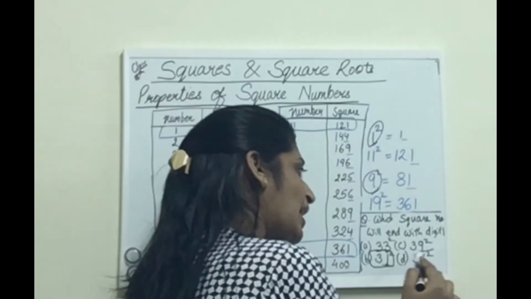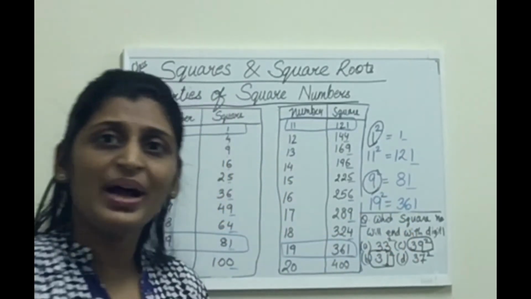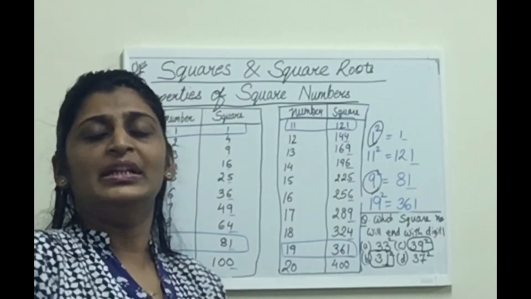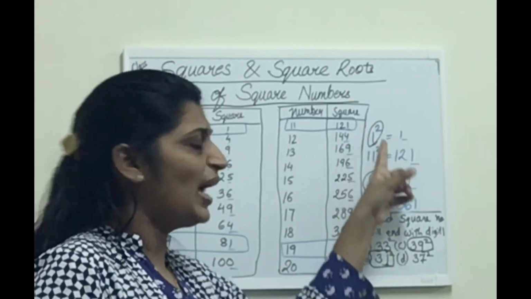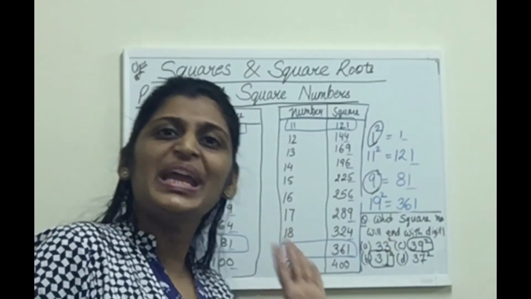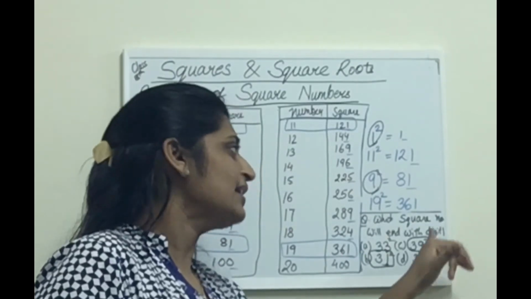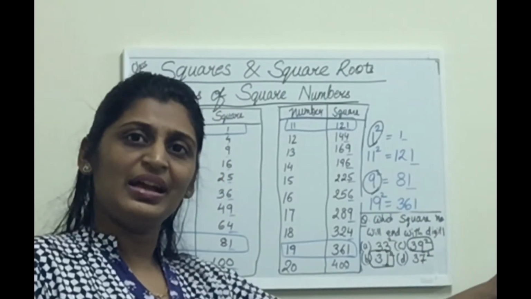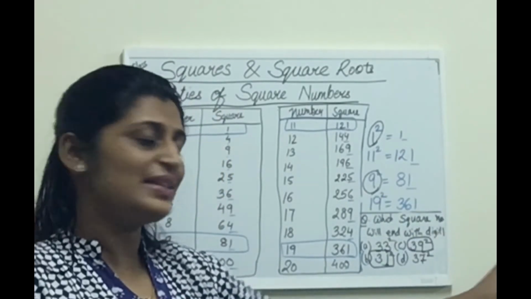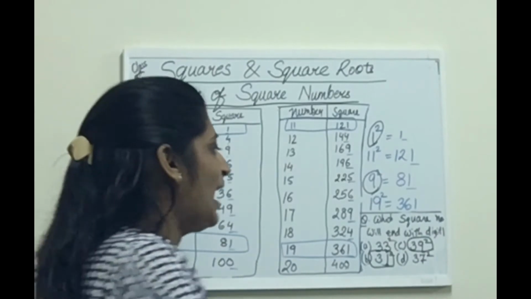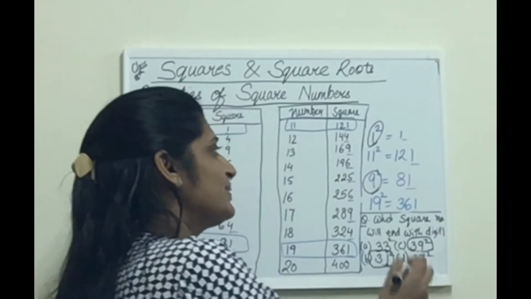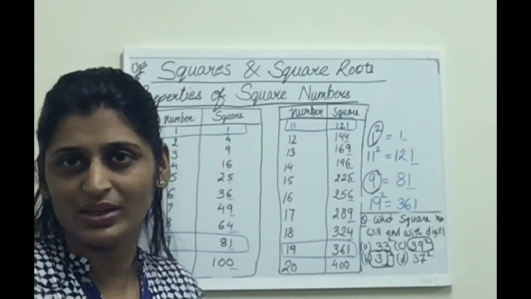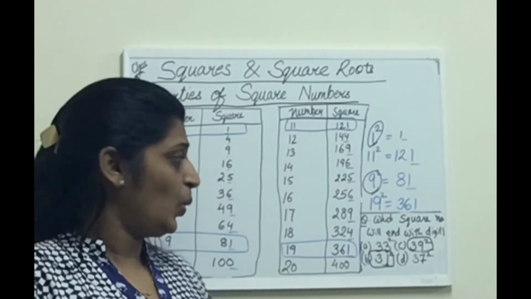Next is 39. Yes, it will also end with 1. Why will it end with 1? Because we know that the square of numbers with unit digit 1 or 9 always ends with 1. So 39 square will always, I don't know what the answer is, but I know one digit: at one's place there will be 1. What about 37? No, the square of 37 will not end with digit 1. I hope you got my point.